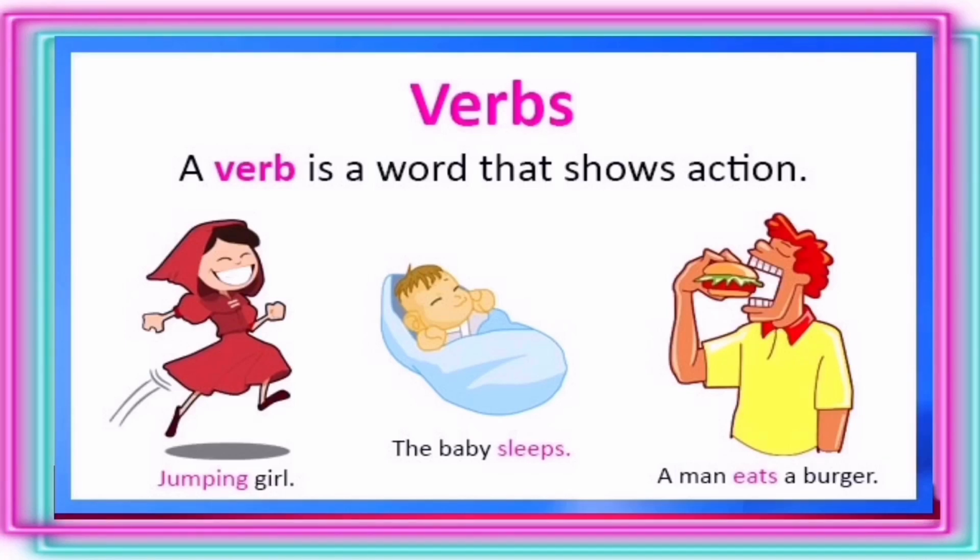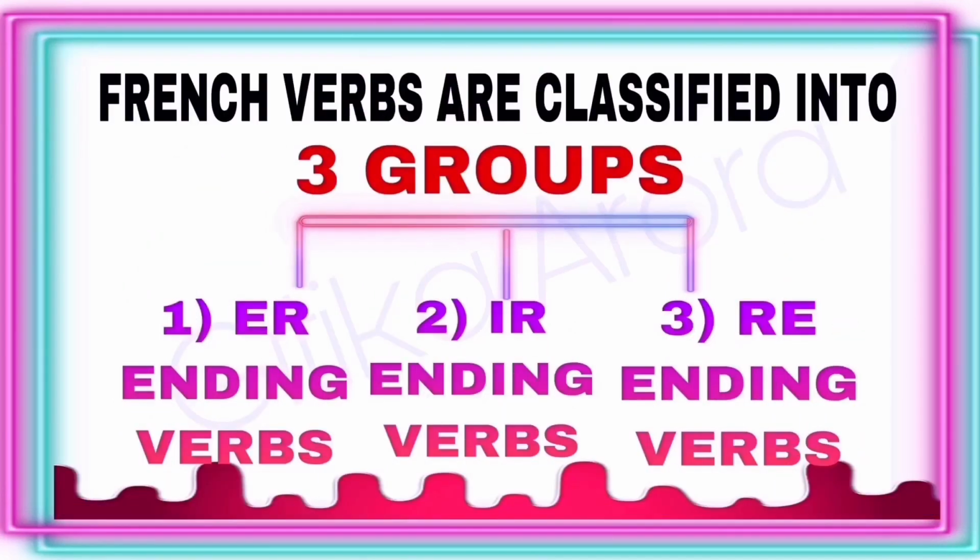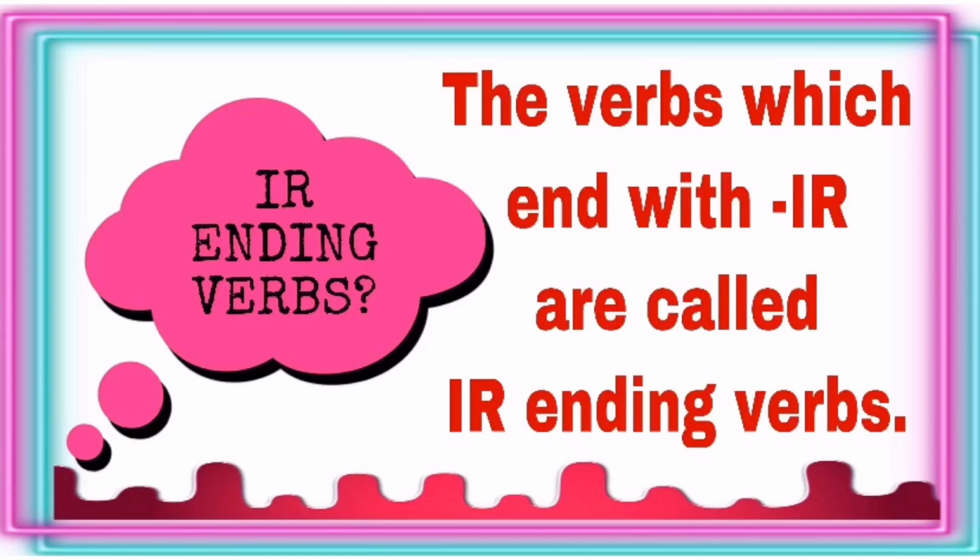Alright, now let's move to the verbs in French. In French, the verbs are categorized into three groups, which are er ending verbs, ir ending verbs and re ending verbs. And today we are going to learn about ir ending verbs. Now, what are ir ending verbs? The verbs which end with ir are called ir ending verbs. Now let's see how to conjugate an ir ending verb.